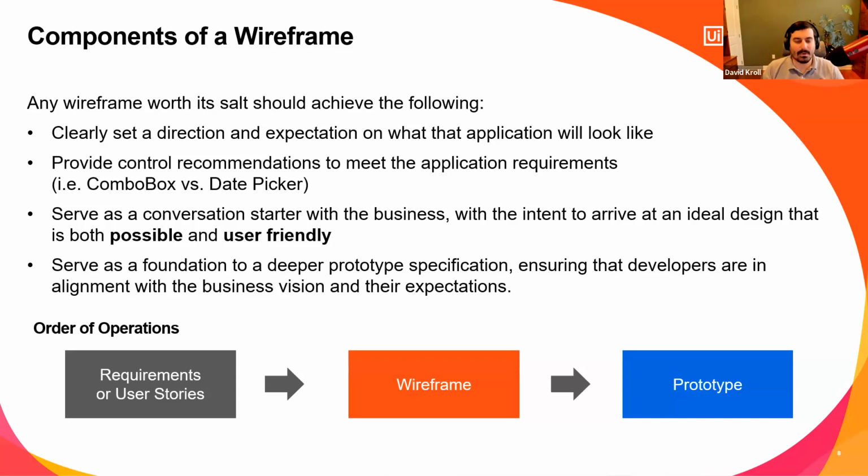So typically the order of operations and where to do wireframing in my eyes is really as follows. You do your requirements up front if you're doing waterfall, or maybe you're doing user stories if you're agile, and then you translate those into wireframes and get business feedback and sign off on those designs. And most importantly, once you have that sign off, you can work with the technical architect to align a deeper prototype for your application using those wireframes as the foundation to get started.